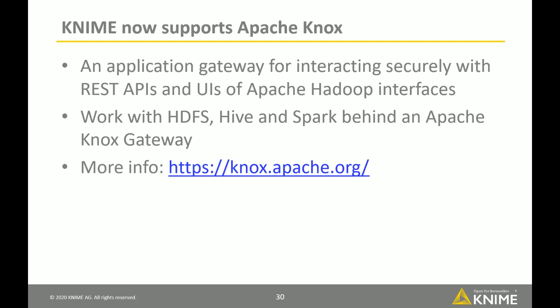Another thing here, KNIME supports Apache Knox now. So what's Apache Knox? It's an application gateway for interacting securely with REST APIs and user interfaces in the Apache Hadoop framework. So you can use it to work with HDFS or Hive or Spark behind an Apache Knox gateway. There are a bunch of other APIs there too. It's not just those three.